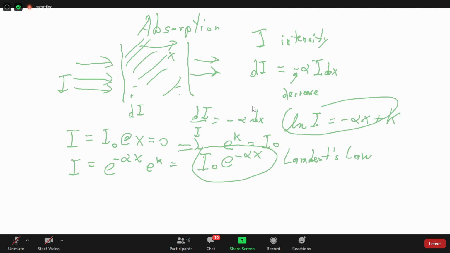It also turns out that this absorption coefficient, alpha, okay, so alpha is the absorption coefficient, and in most media alpha is also a function of the wavelength or the frequency. So you get preferential absorption. Some colors are absorbed more than others.